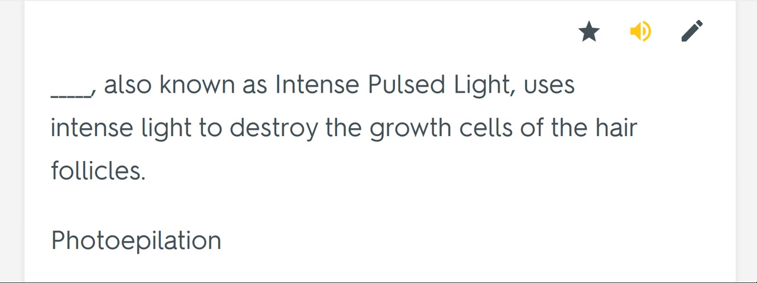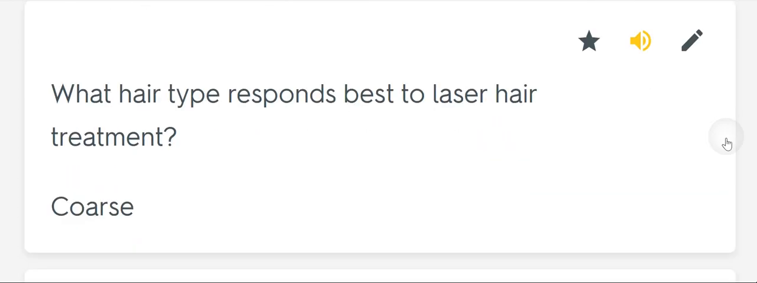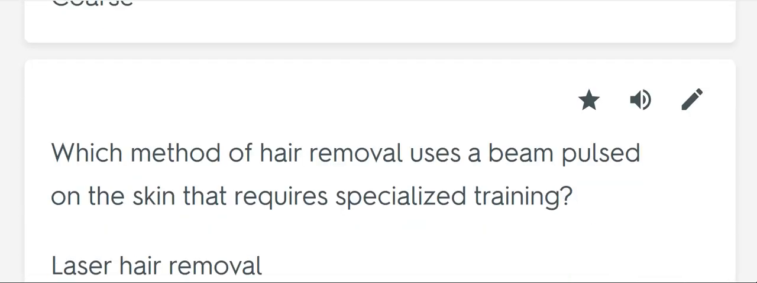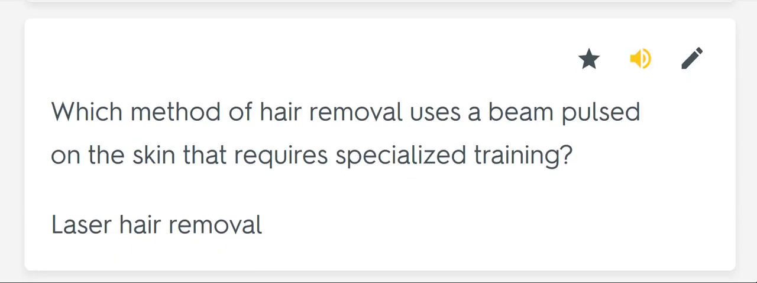Phytoablation, also known as intense pulsed light, uses intense light to destroy the growth cells of the hair follicles. Phytoablation. What hair type responds best to laser hair treatment? Coarse. Which method of hair removal uses a beam pulsed on the skin that requires specialized training? Laser hair removal.